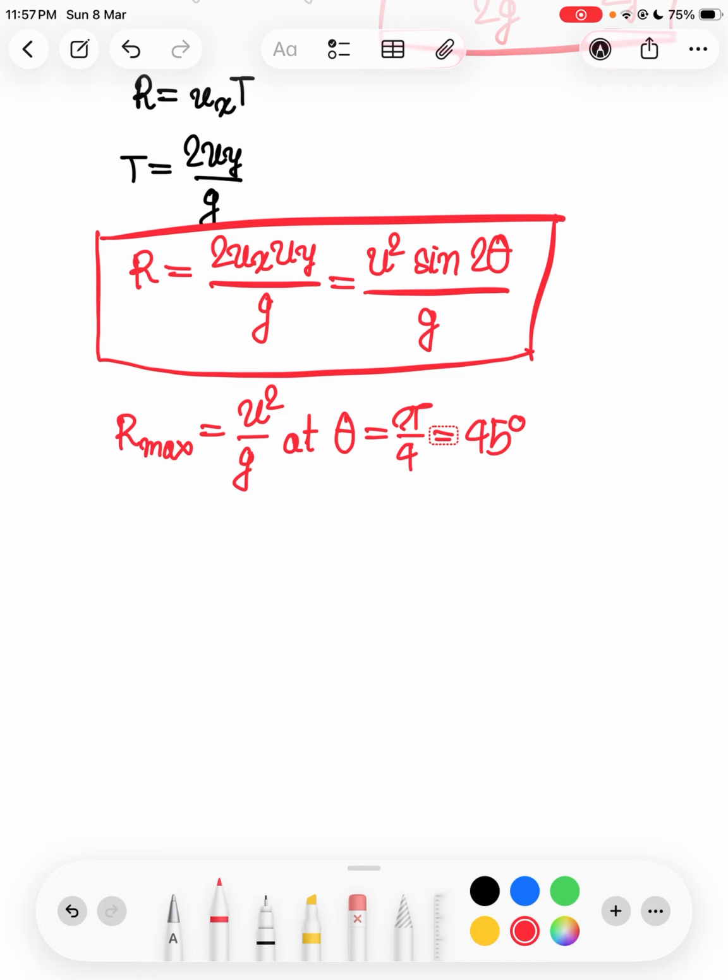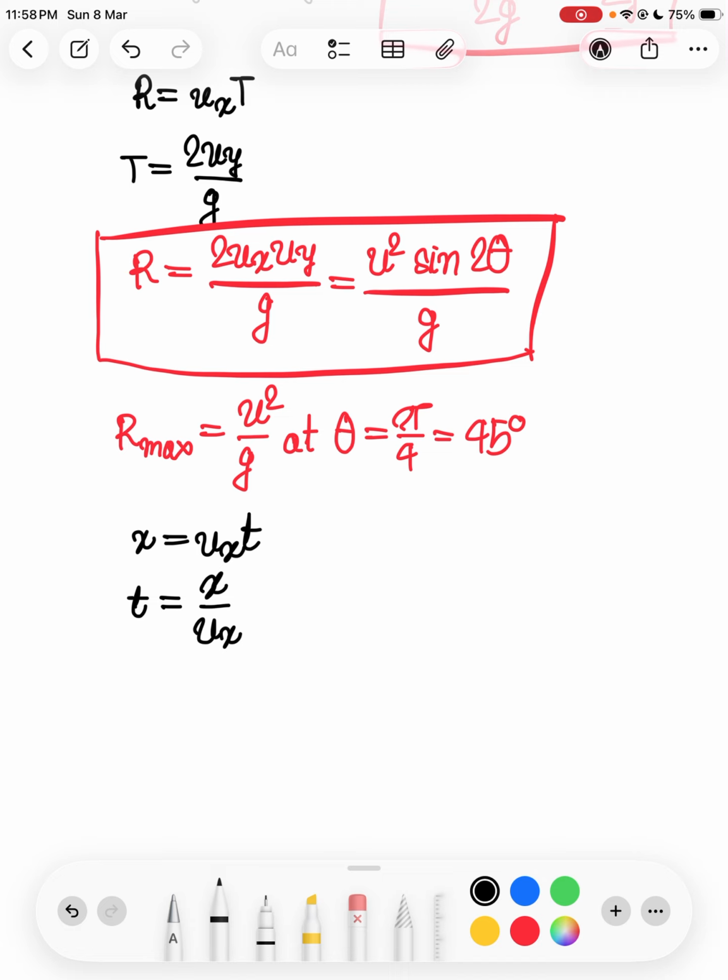Let's now derive the last theory, which is the equation of trajectory. For the equation of trajectory, we start with the velocity in the x direction. So x equal to ux t. Therefore t is equal to, no, it's x by ux actually, t equal to x by ux.